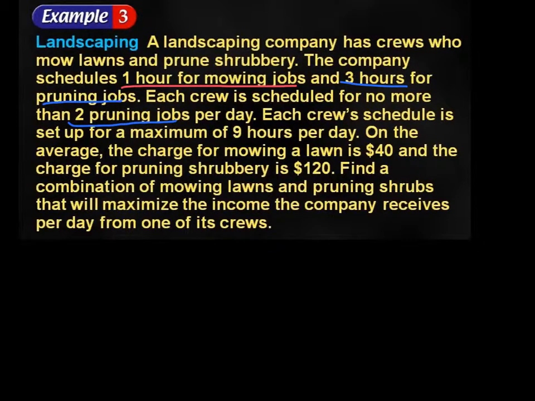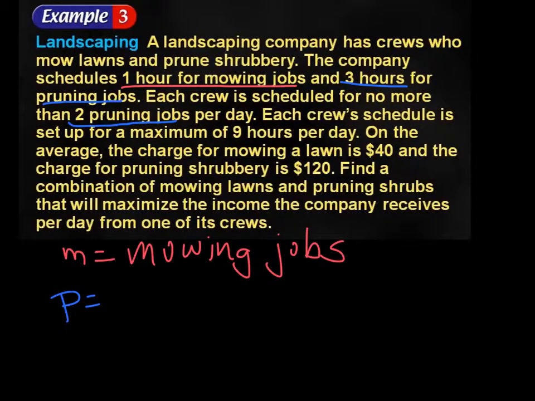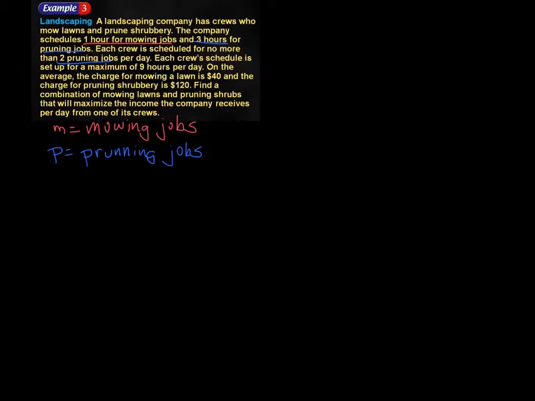On an average, the charge for mowing a lawn is $40 and the charge for pruning shrubbery is $120. Find a combination of mowing lawns and pruning shrubs that will maximize the income the company receives per day from one of its crews. Okay, the first step is to define the variables. So let's let M be mowing jobs and P be pruning jobs. Now the obvious constraint we can do first is we cannot have a negative number of jobs. So both M and P need to be greater than or equal to 0.